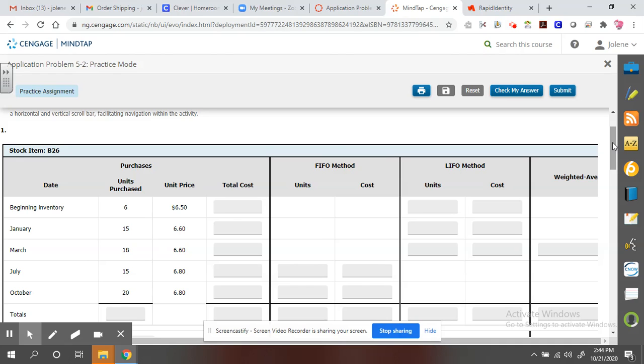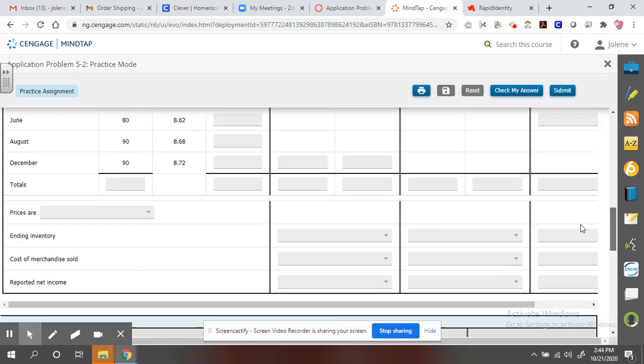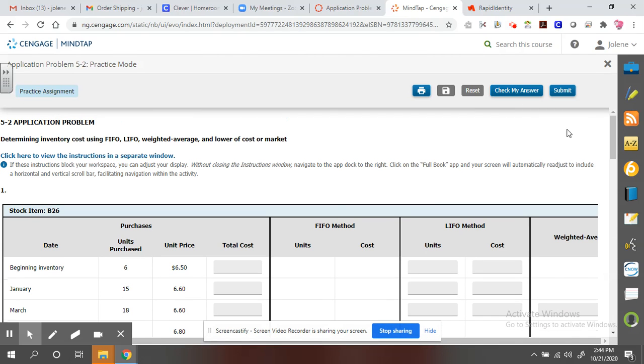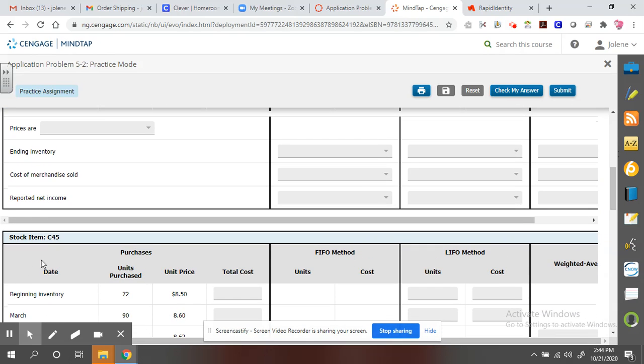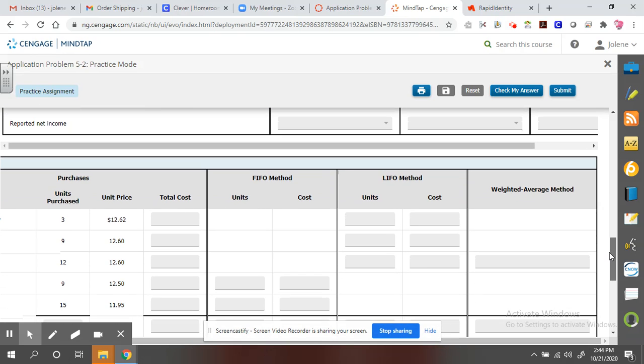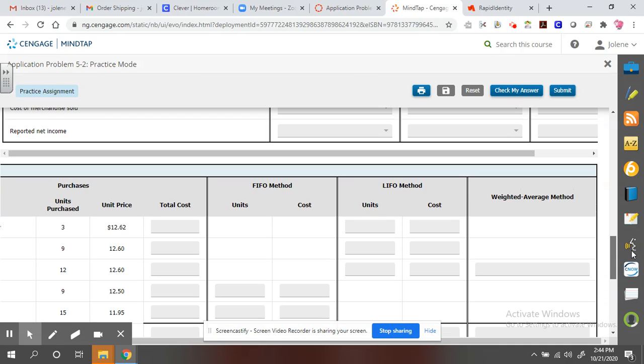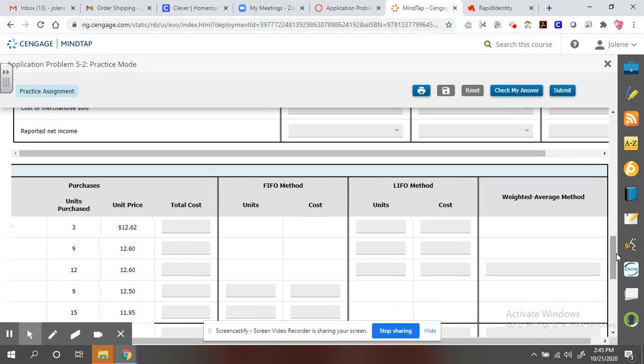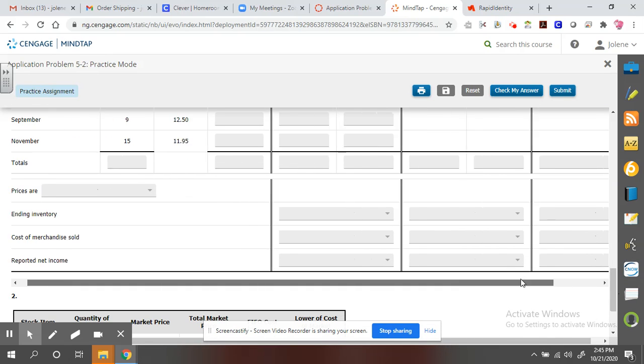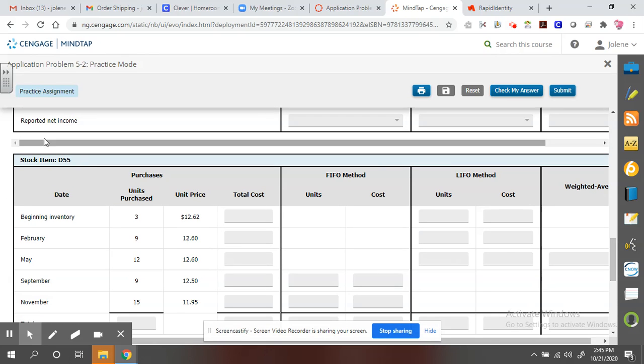So it asks us for each of these items. There are 3 items here for this company, and they don't have names. They just have this B26, and then a C45, the next one right there, and then a D55. Where's D55? That's D55. Got to move all this stuff over. Okay, there's D55 right there.